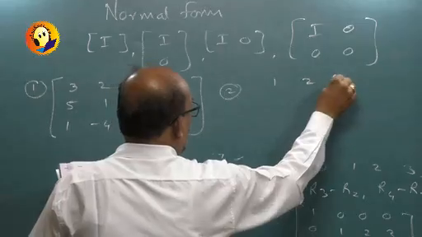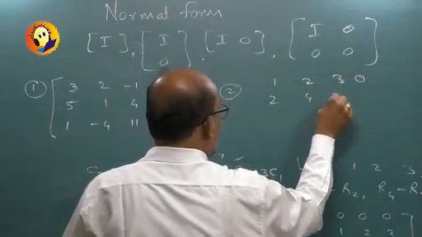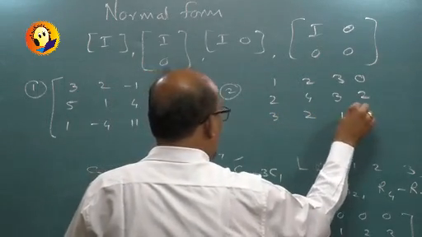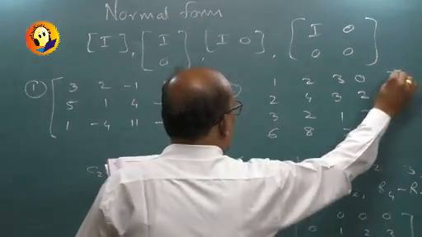One, 2, 3, 0, 2, 4, 3, 2, 3, 2, 1, 3, 6, 8, 7, 5.